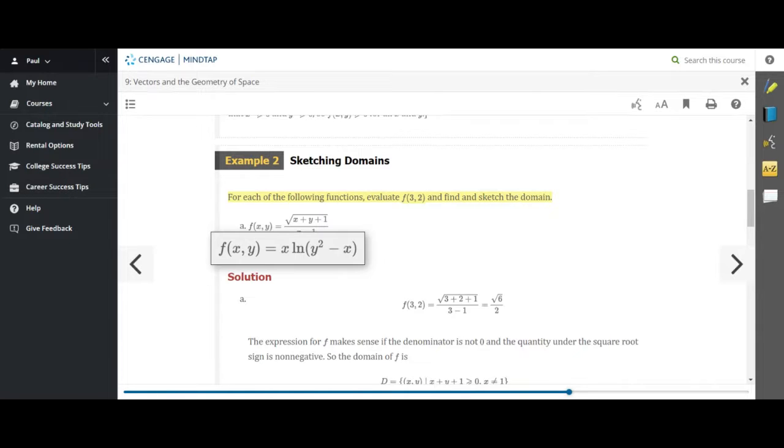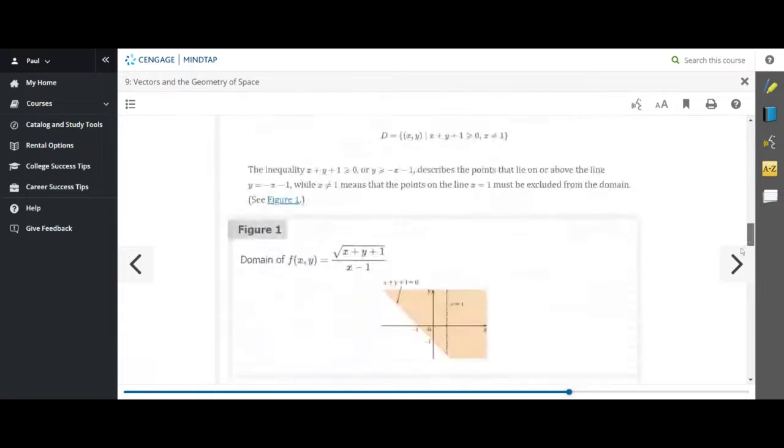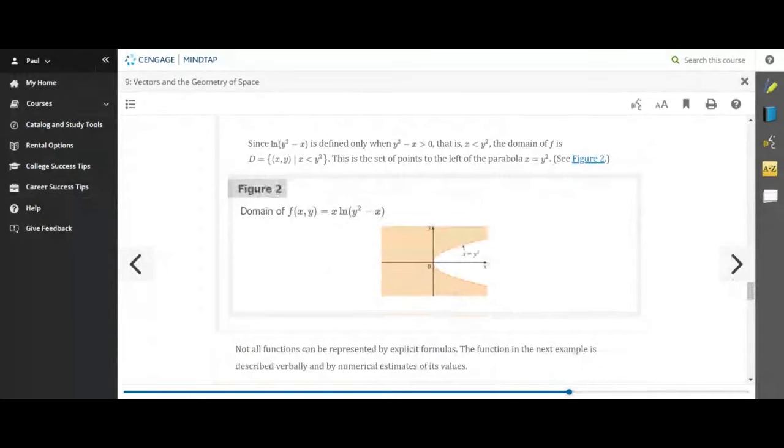And so what would the domain look like for that function? It would look like what you see in this picture here. The boundary line is x equals y squared, and x would be less than y squared. That's the domain of the function. So that's going to be all that shading to the left.